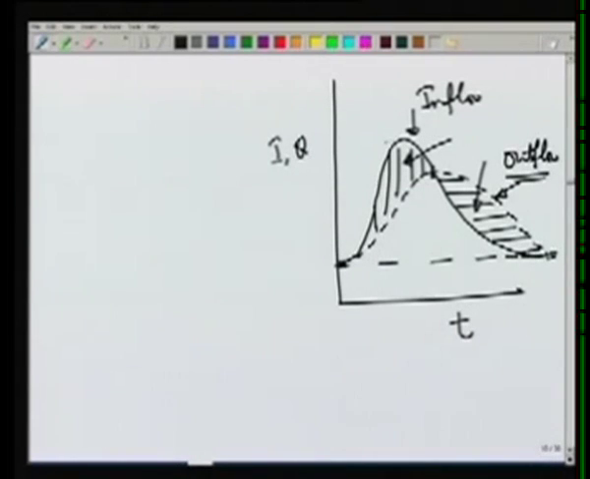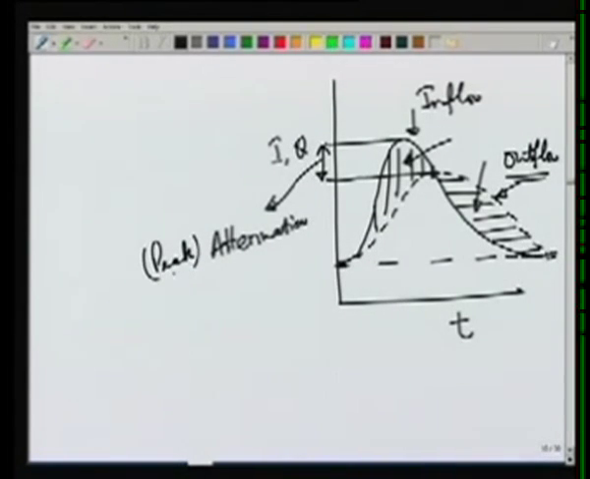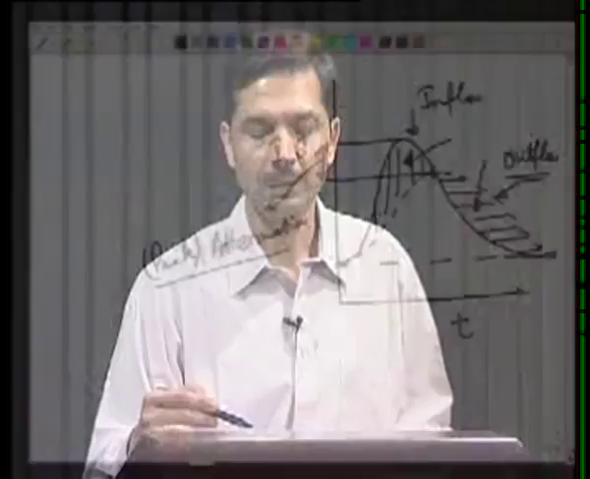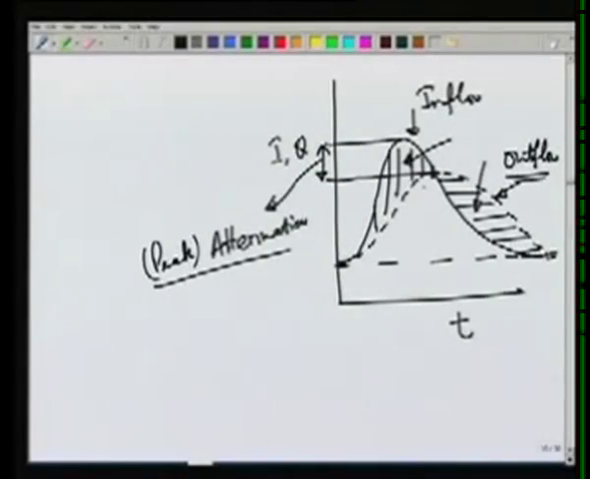The two things which should be noted here, one is the change in peak discharge. This is called attenuation, sometimes peak attenuation, means what is the reduction in the peak as the inflow passes through the reservoir. And the other thing which can be seen from here is the lag. So this is by how much time the peak has been delayed.